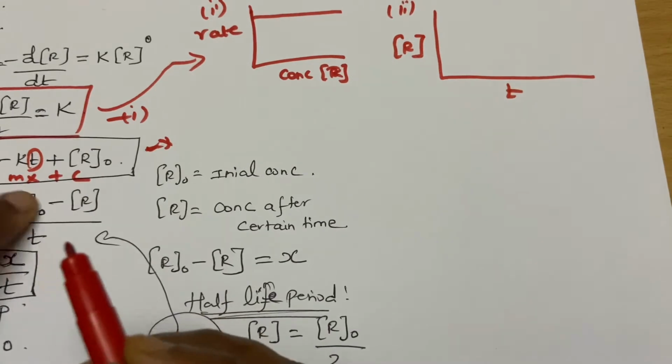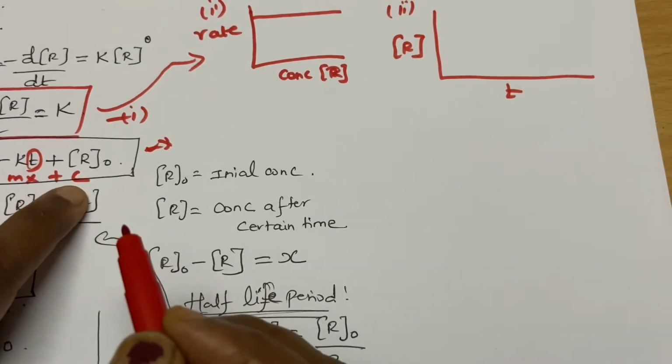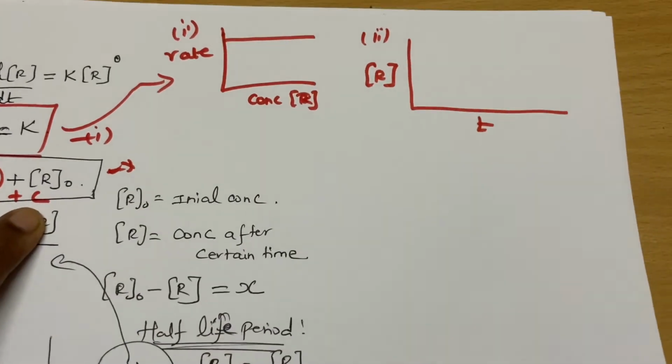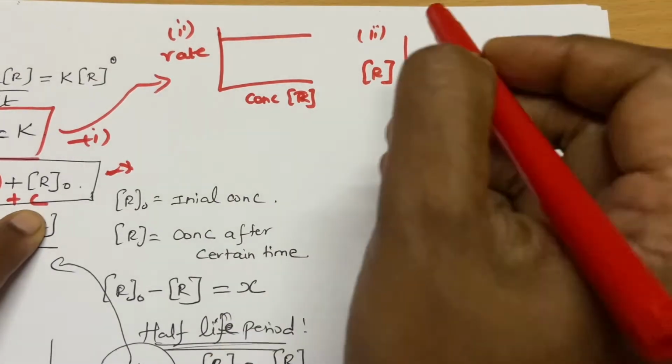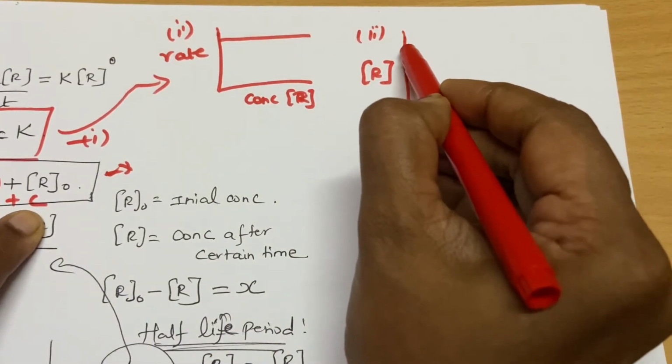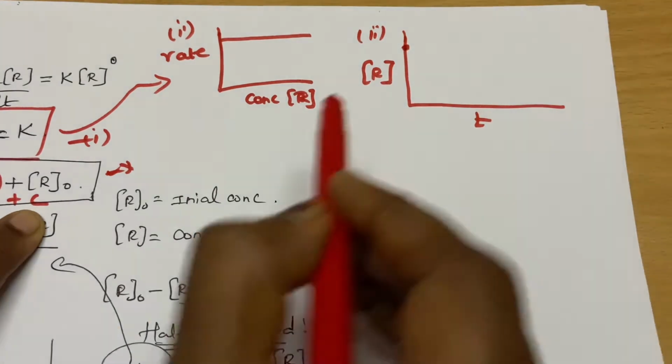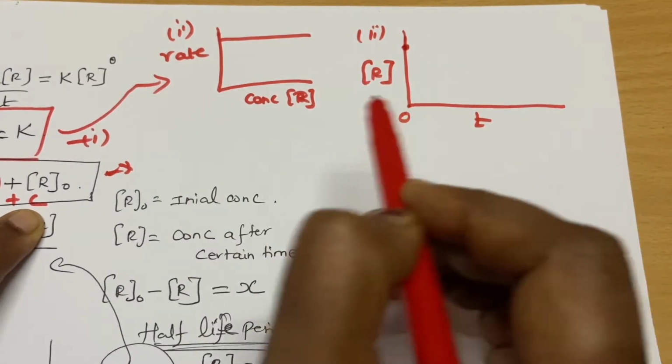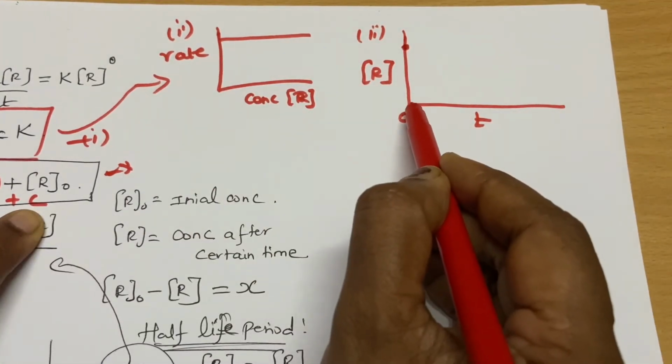Okay, so here, what is the intercept? The intercept is R naught. The intercept is not 0, it has some positive value. So the graph must start from some other value like this, not from 0. If the intercept is 0, the graph will start from 0.